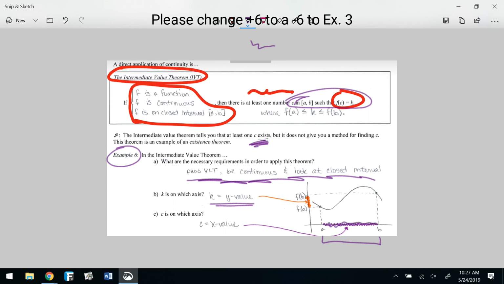As long as we're on a closed interval, it's a function, which means it passes the vertical line test, and it's continuous. You have your f of a right there, and your f of b there. It is saying that there's going to be somewhere where every value is hit in between those two, right? And if you notice, every value is going to be hit because it passes the vertical line test, it's continuous, and it's on a closed interval.